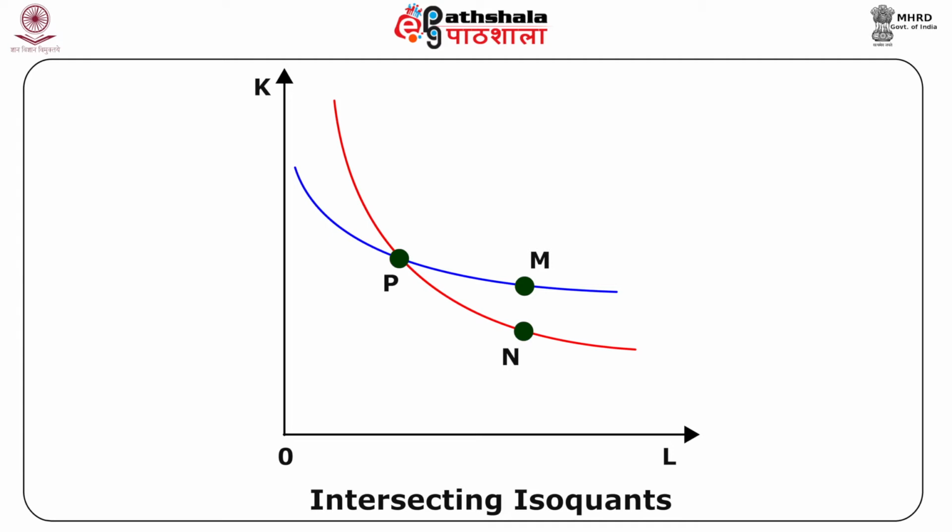Now, if the quantity of K is increased, then less of L will be used for producing the same level of output. In general, if one input is increased, then the other would be reduced along a given isoquant, as the level of output produced remains the same along the isoquant.